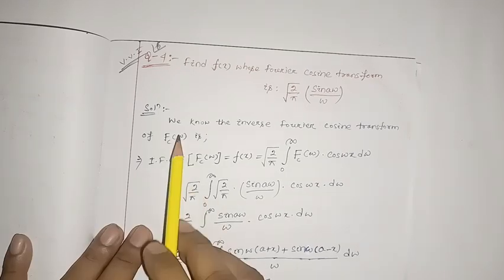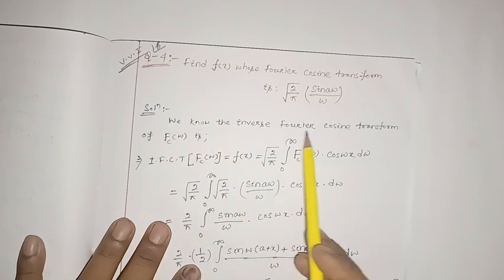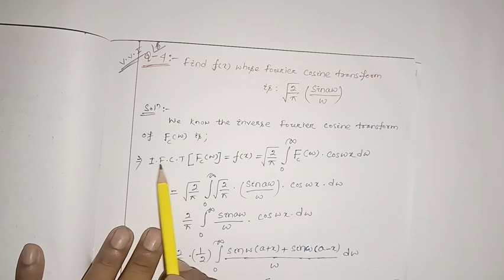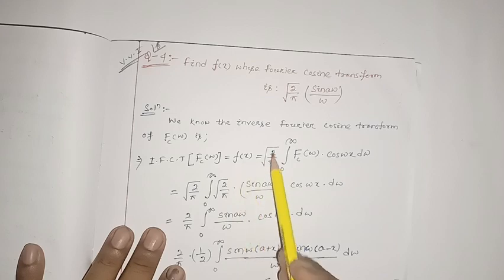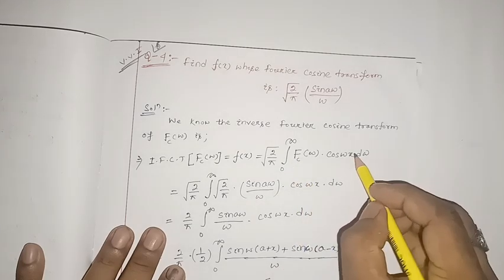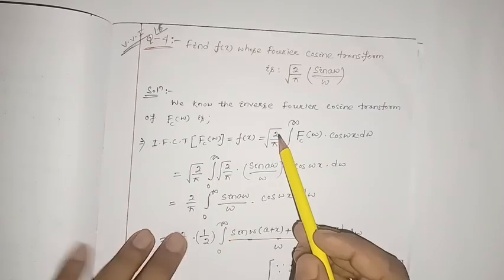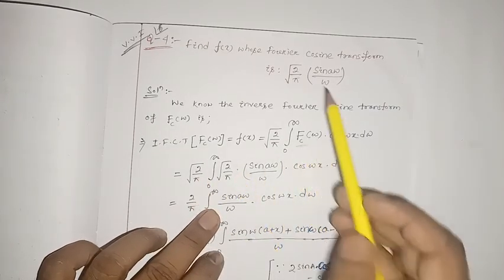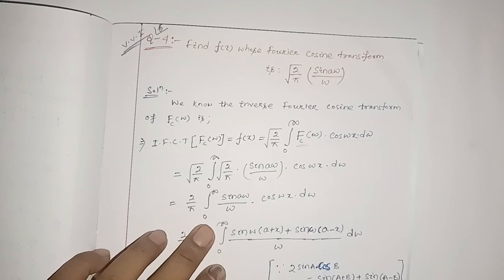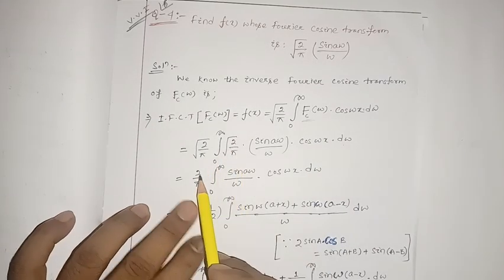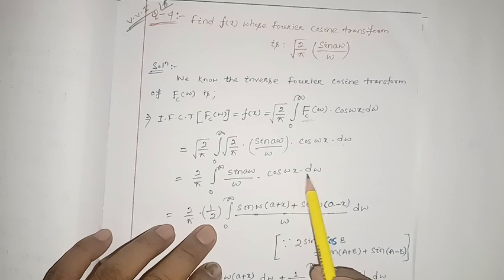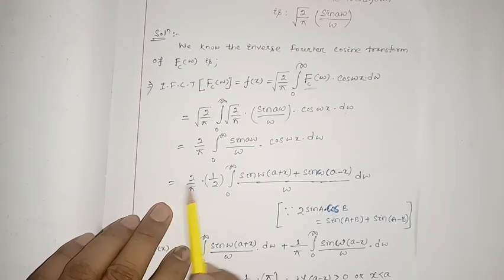The solution starts: we know the inverse Fourier cosine transform of Fc(omega), that is IFCT of Fc(omega), is f(x) equal to root over 2 by pi integral of Fc(omega) cos(omega x) d omega, with integration limits 0 to infinity. Here Fc(omega) in the question has been given, so substituting it, we get root over 2 by pi times root over 2 by pi integral from 0 to infinity of sine(a omega) by omega cos(omega x) d omega, which equals 2 by pi.